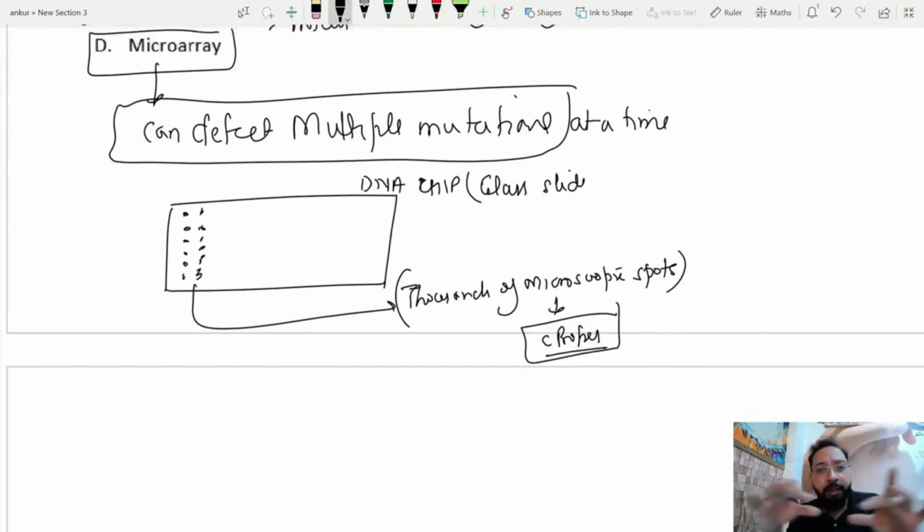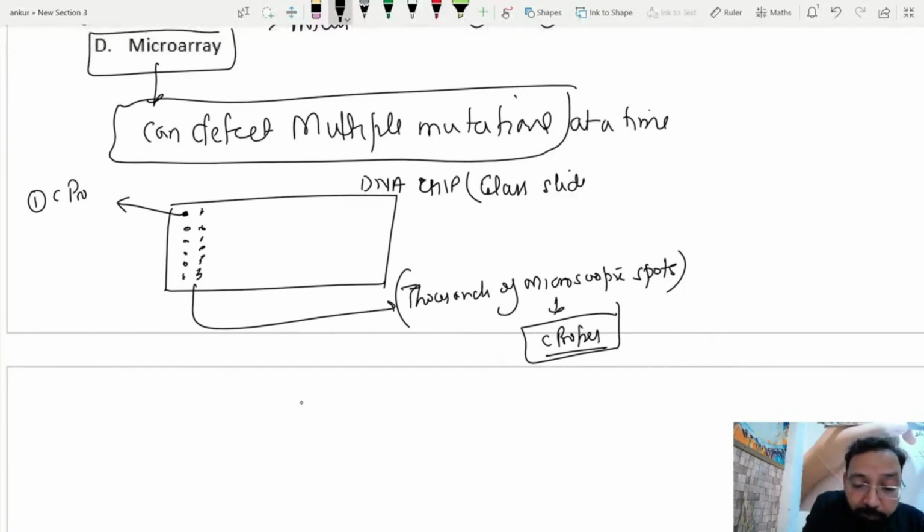Suppose there is a DNA chip, a very small chip. On this DNA chip, there are small microscopic spots. What do microscopic spots mean? You can't see them with naked eyes, but you can visualize them by microscope. So on each spot we have attached a complementary probe. Suppose at position 1 we have attached a complementary probe for normal beta globin gene.